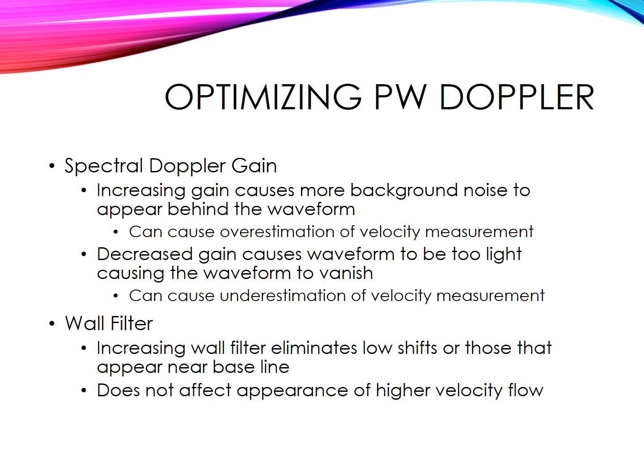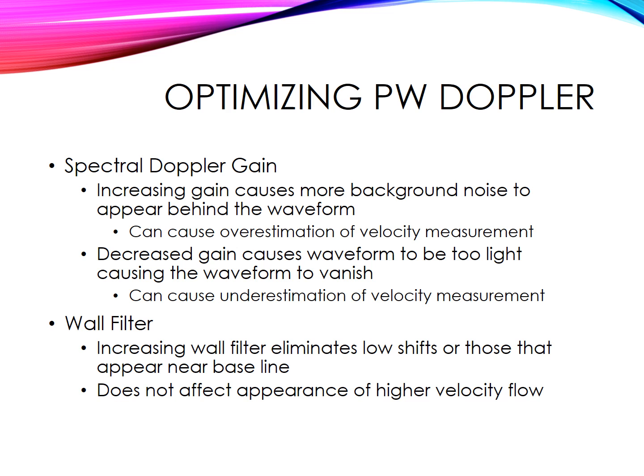Some other hints on optimizing pulse wave Doppler. Again, we want that spectral Doppler gain to be set appropriately. If we put too much noise in that background, we're going to cause that overestimation of velocity measurement. If it's too light, then we're going to underestimate our velocity measurement. So again, set that appropriately so we're getting good measurements.